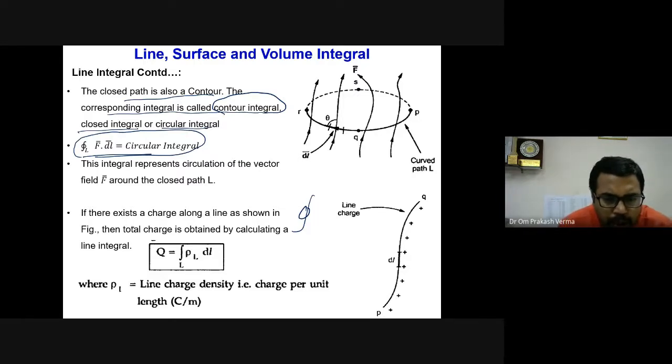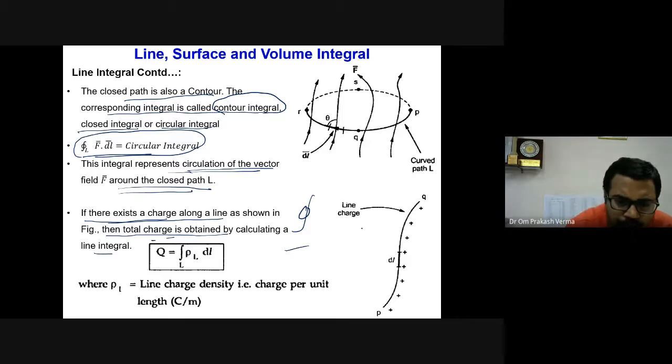Right. So what does it represent? It represents if there exists a charge. This integral represents the circulation of the vector field around the closed path. Let's say there is any charge along this line, then the total charge is obtained by calculating the line integral. Whatever the charge distributed over this line, you can obtain the total charge by applying this line integral over this curve.